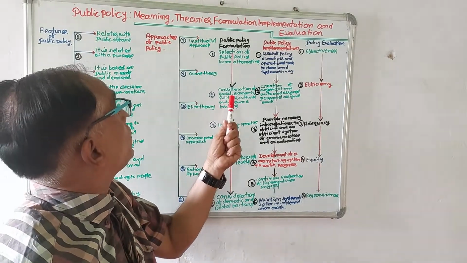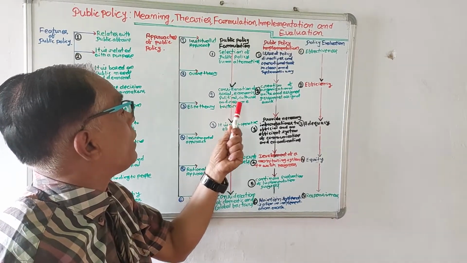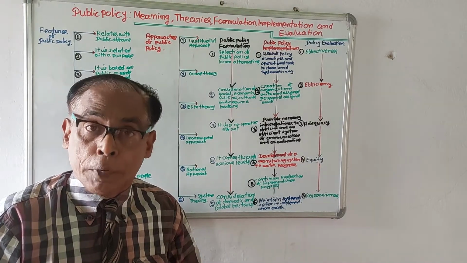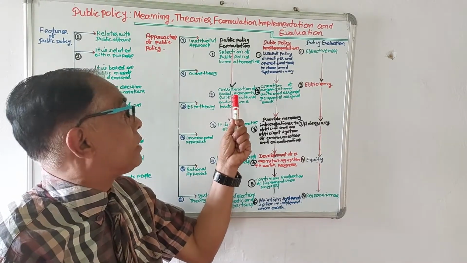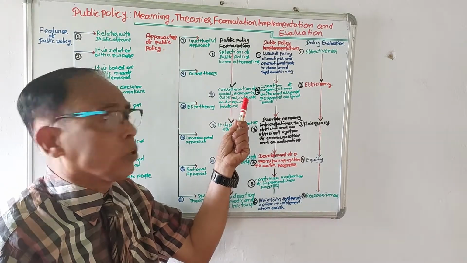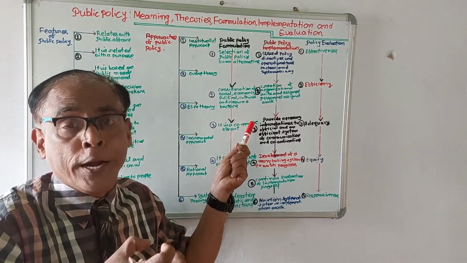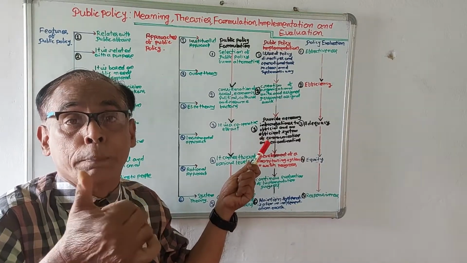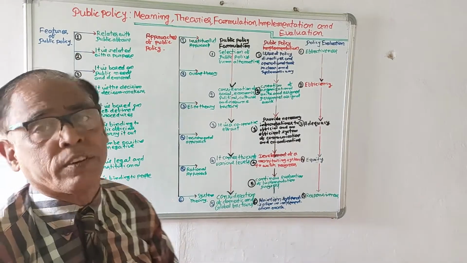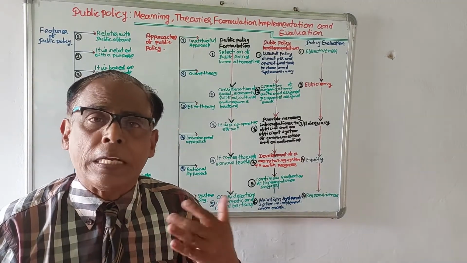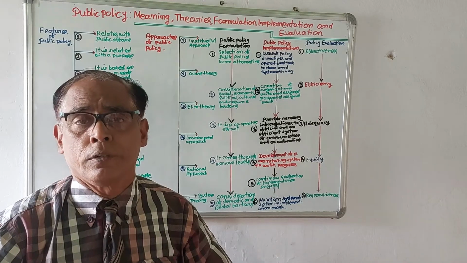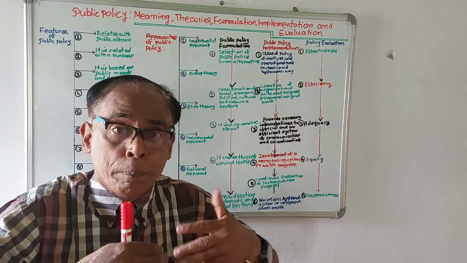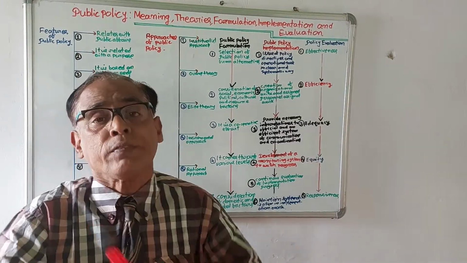And number two, consideration of social, economic, political, cultural and resource factors. Whenever public policy is prepared, social, economic, political, cultural and resource factors, meaning money, have to be considered. Otherwise, the public policy will be a piece of paper. Number three, it is a cooperative effort. Public policy is not an individual effort. It is a team effort. For the formulation of public policy, a lot of people have to be involved.